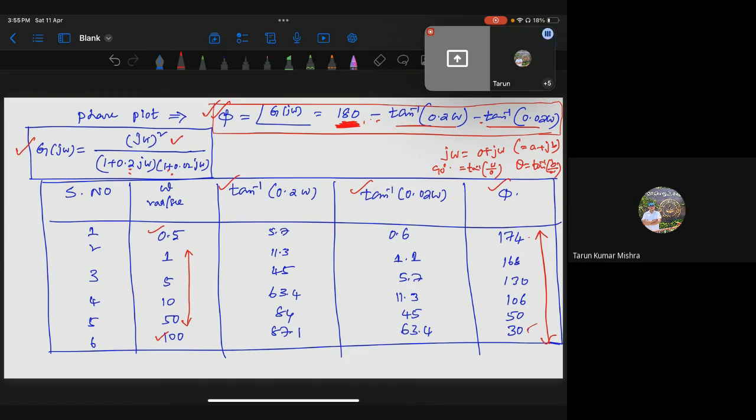So we are putting the values in this method, one by one. Omega is equal to 0.5, correct. We substitute these omegas into this equation and we calculate phi. That's it. These omegas came from the magnitude plot limits. This is omega L, this is omega H, somewhere omega C1, somewhere omega C2. We take different values and calculate all of this.